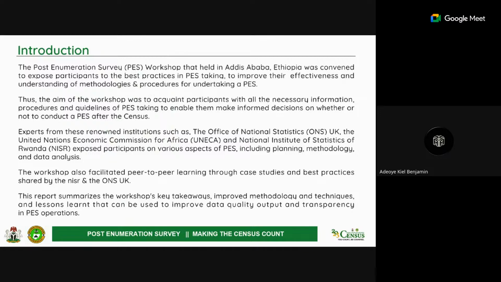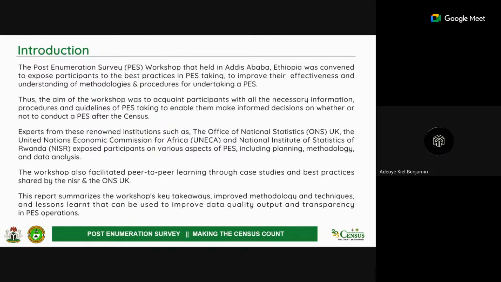Experts from the Office of National Statistics UK and the Institute of Statistics of Rwanda exposed us to various aspects of PES, including the planning, methodology, and analysis. The workshop also facilitated peer-to-peer learning through case studies and best practices shared by the Office of Statistics in Rwanda and the Office of National Statistics. So this report summarizes the workshop's key takeaways, methodologies, techniques, and lessons that can be used to improve data output and transparency for nations, including Nigeria.